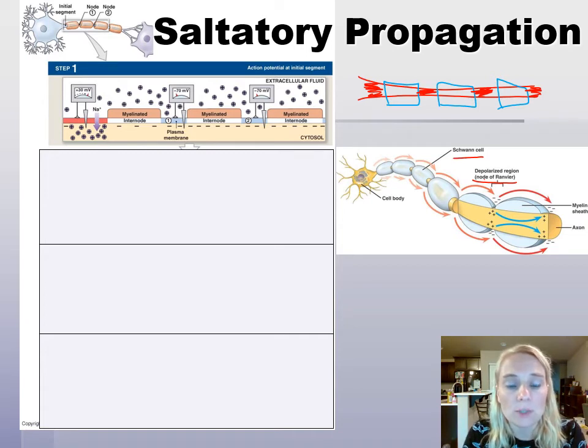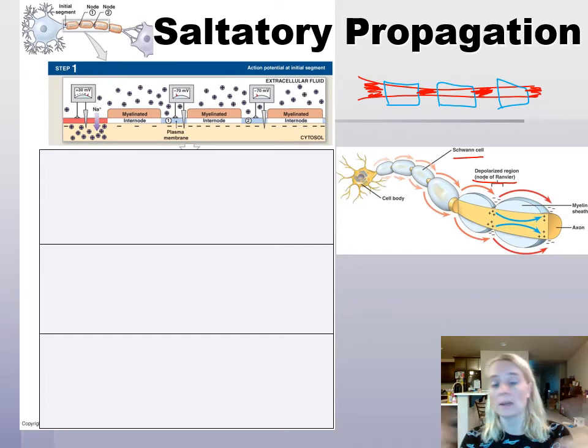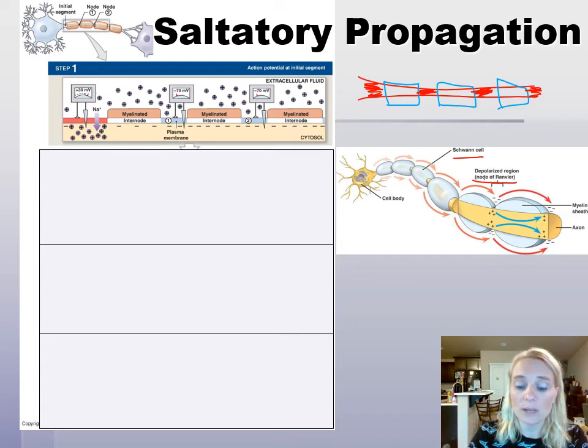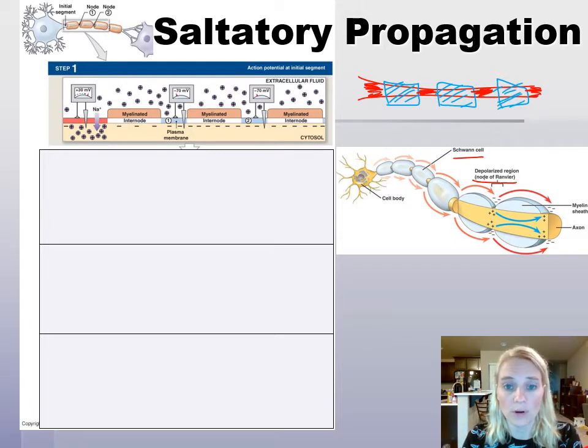These exposed nodes are the only place where you're going to have your voltage-gated channels. So it's the only place where you can have the actual events of an action potential: sodium rushing in, depolarizing, potassium rushing out, repolarizing. Everywhere in between, all of the membrane that's underneath the Schwann cells does not depolarize and repolarize. It's insulated from those events. But the ions can still travel through the cytoplasm to depolarize the very next exposed node. And that's the jumping part of saltatory propagation.